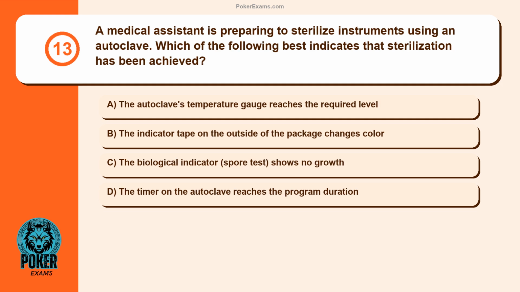Question 13. A medical assistant is preparing to sterilize instruments using an autoclave. Which of the following best indicates that sterilization has been achieved? The autoclave's temperature gauge reaches the required level. The indicator tape on the outside of the package changes color. The biological indicator, spore test, shows no growth. The timer on the autoclave reaches the program duration.